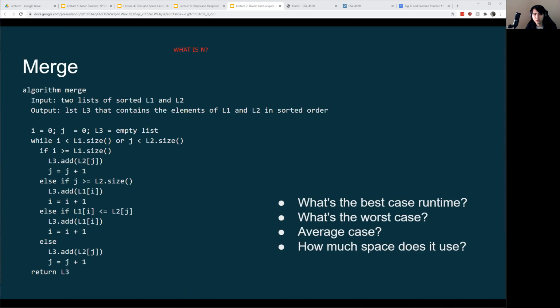Is this the entire merge sort? No, this is only the merge step. This is only the last step we saw in the previous slide. I'll show you the code for merge sort in the slide after this.